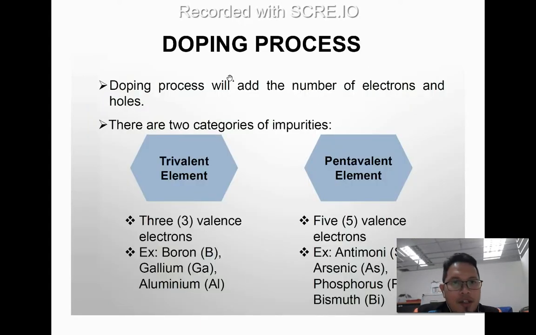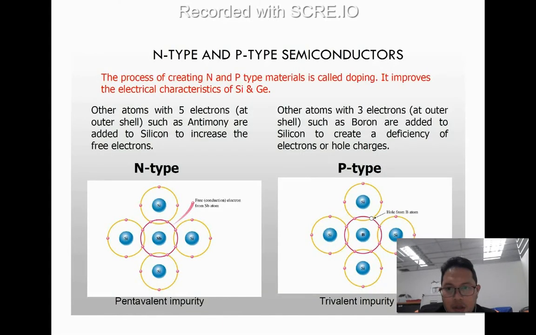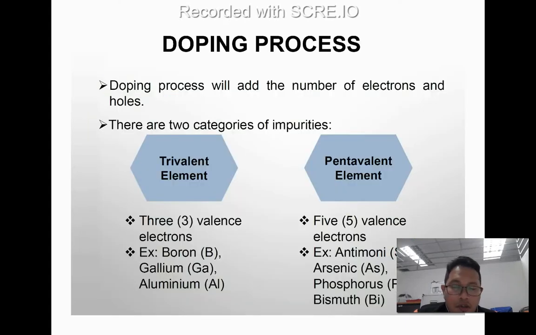Alright, so the doping process will add a number of electrons or holes. There are 2 categories. If we use a trivalent element, there is boron. Normally a trivalent element, because tri is compared to 3, has 3 outer shell or 3 valence electrons, such as boron, gallium, aluminum. Whereas penta is referred to 5 valence electrons, such as Sb, arsenic, phosphorus, and bismuth.